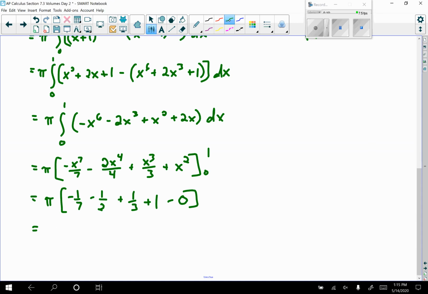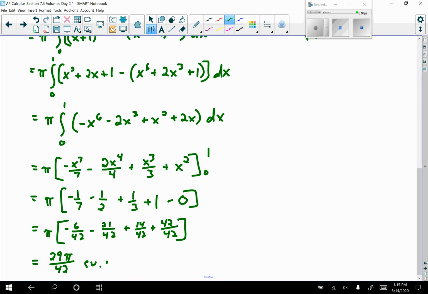We can get everything over common denominators next. Looks like we're just stuck with 42 here, so we could say negative 6/42 minus 21/42 plus 14/42, and then plus 42/42. And combining all of those, we should end up with 29 pi over 42. Again, cubic units.